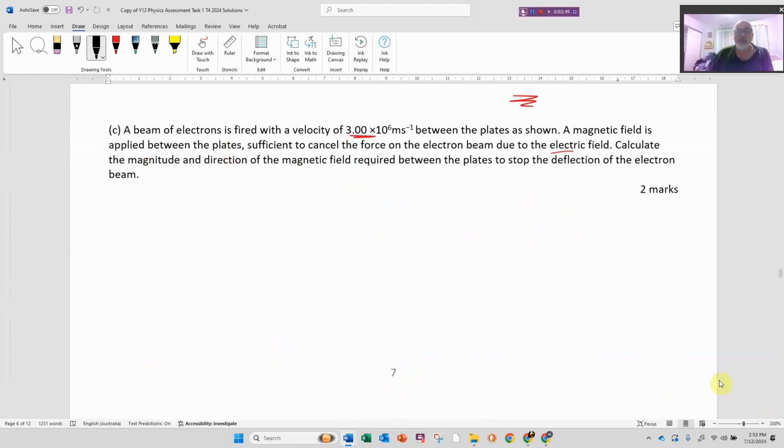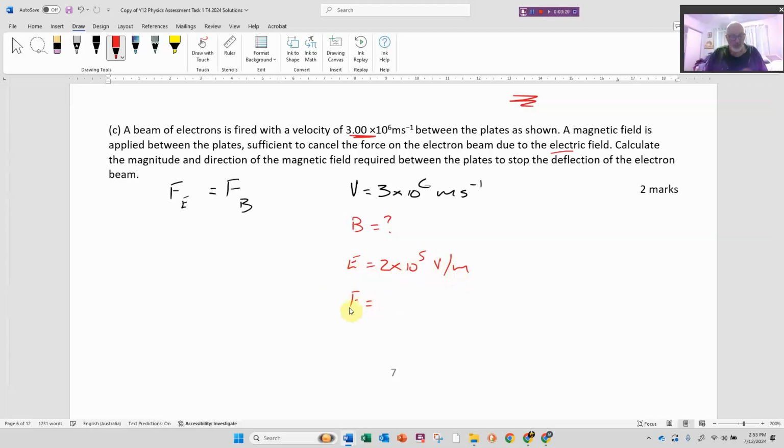So that means that the force due to the electric field, force electric, must be equal to the force magnetic. So we know that V equals 3 by 10 to the 6 metres per second. Go back to my red pen. We want to know the magnetic field. We also know that the electric field is 2 by 10 to the 5 volts per metre. The force, we don't know. They're going to cancel out anyway.